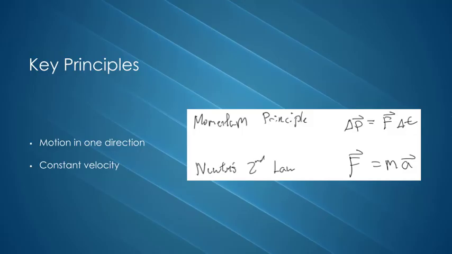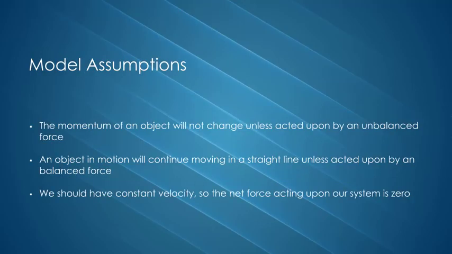The momentum principle states that the change in momentum is equal to the net force multiplied by the change in time. And Newton's second law states that F equals ma. Our model is an object moving in a straight line. We would assume that the direction of travel and momentum of this object does not change because there's no unbalanced force acting upon it.